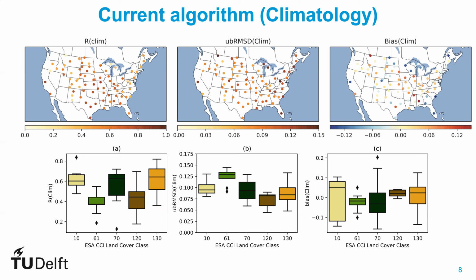As expected, the performance is quite poor in broadleaf deciduous forest, class 61. Though the bias is close to 0, R is relatively low, and unbiased root mean square difference is higher than in the other classes. But all in all, the performance of the current approach is really quite good. It's also quite reasonable to expect that the performance will be better in less dense vegetation.